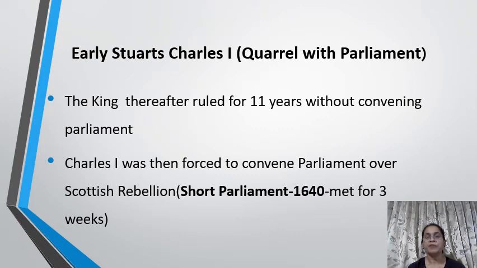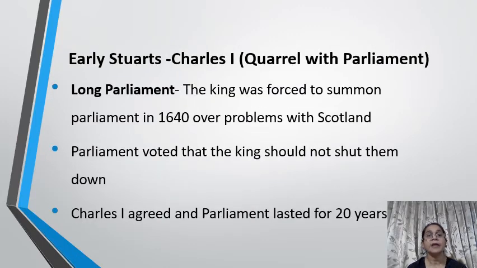However, he was forced to convene Parliament in 1640 over a rebellion that had taken place in Scotland. It was a rebellion of some bishops. This Parliament, however, met for just 3 weeks, and therefore it was termed the Short Parliament. The next Parliament of Charles I is referred to as the Long Parliament. Now, I'll tell you why it was called the Long Parliament.